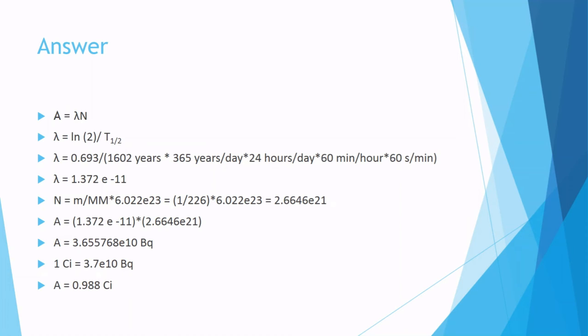Finally, we are going to calculate the activity after 1 half-life and after 5 half-lives. These values can be easily calculated by dividing the initial activity by 2 for every half-life that passes. We would need to divide the initial activity by 2 5 times to get the activity after 5 half-lives. The activity after 1 half-life is 1.83 times 10 to the 10 becquerels, and after 5 half-lives, it's 1.144 times 10 to the power 9 becquerels.